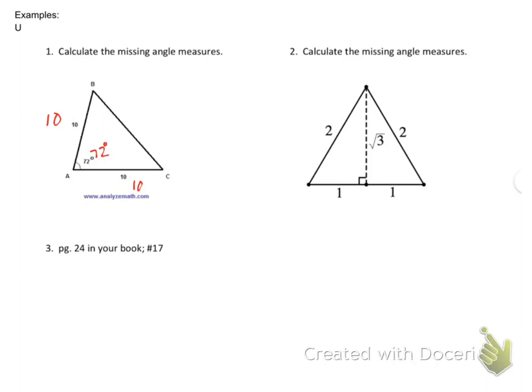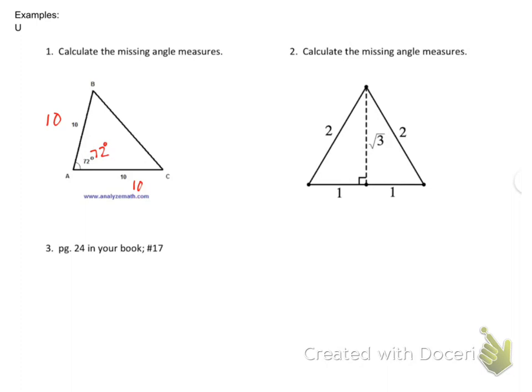How can we do that? A triangle has to equal 180. You've got 72 already figured out. Okay, 72's there. 10 is on both sides. That's our key right there. What kind of triangle is this? Isosceles. I just talked about this.